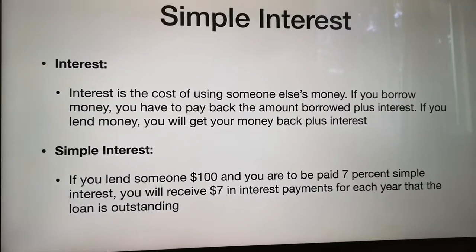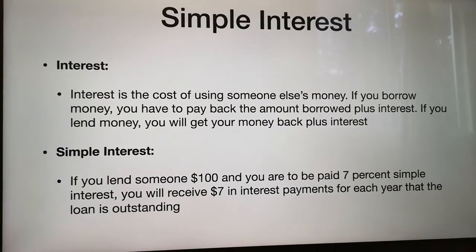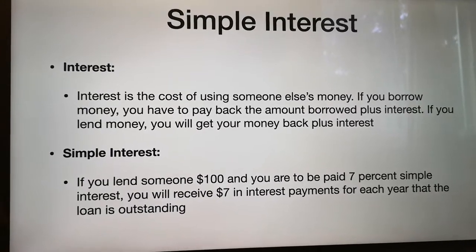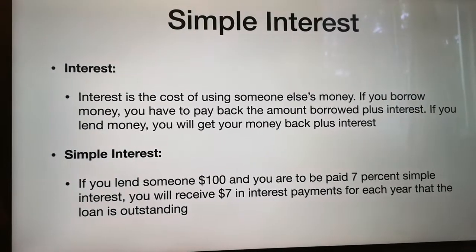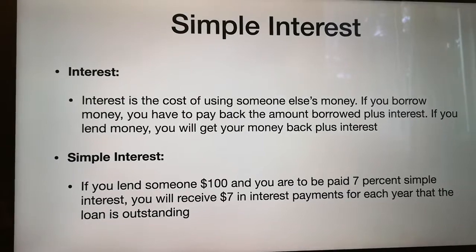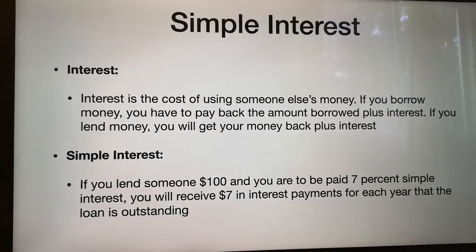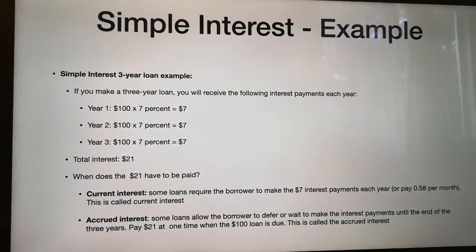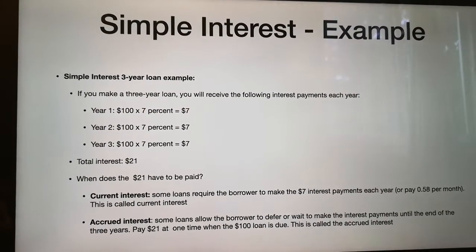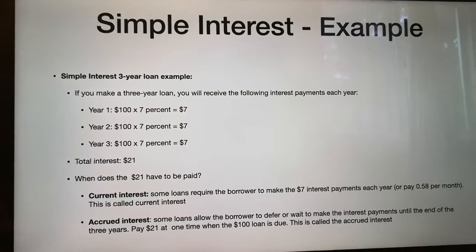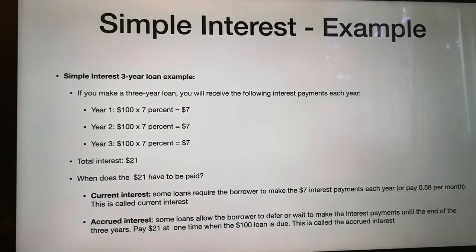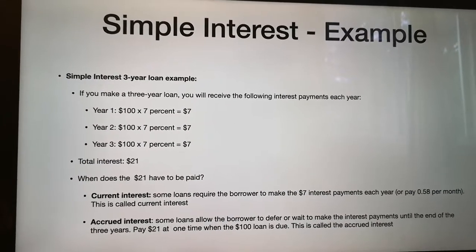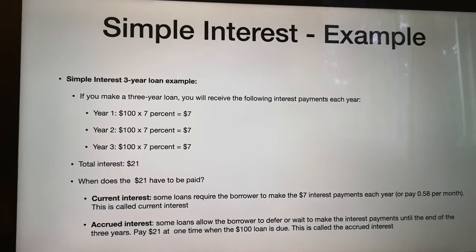For simple interest, if you lend someone $100 and you'll be paid 7% simple interest, then you will receive $7 in interest payment for each year that the loan is outstanding. Here is an example. In the first year, 7% of $100, you get $7 as interest payment. Same as the second year, you get $7. Third year, you get $7. The total is $21.